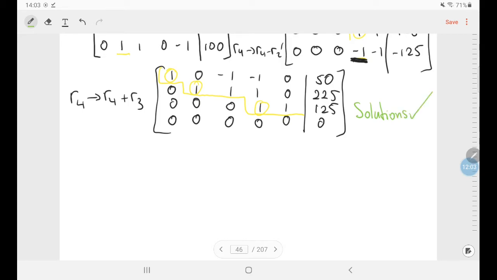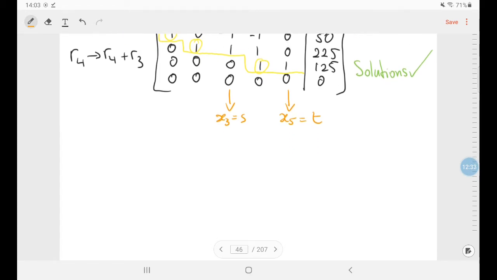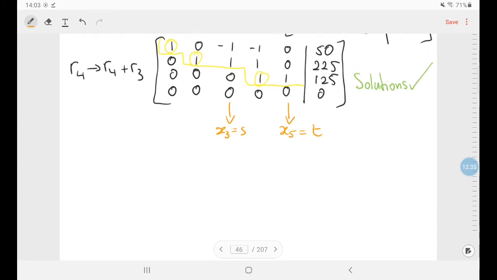Solutions, yes. But we have parameters. We have two columns, this one and this one, corresponding to x3 and x5 that have no pivots. Only x1, x2 and x4 have pivots. So take x5 to be t and take x3 to be s. Now we're going to work from the bottom. We have x5, we're going to find x4, then we know x3, we're going to find x2, and then we're going to find x1, and then we'll maybe have a look at the actual pipe network and see how it all looks.